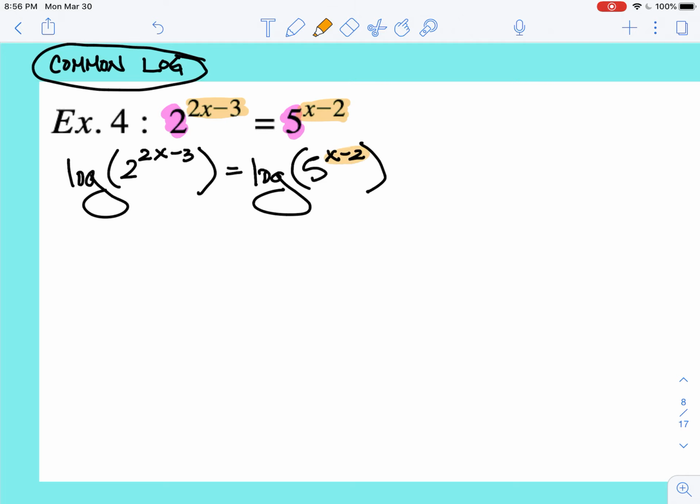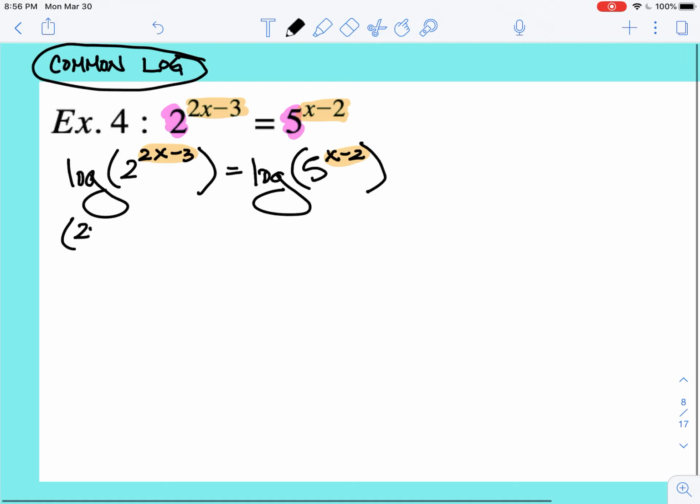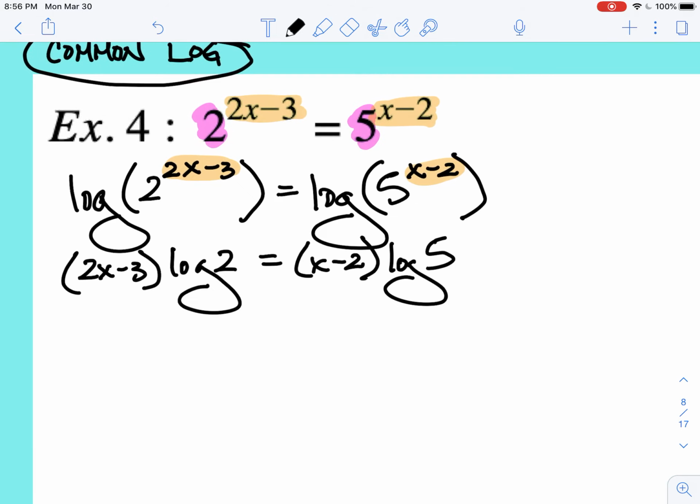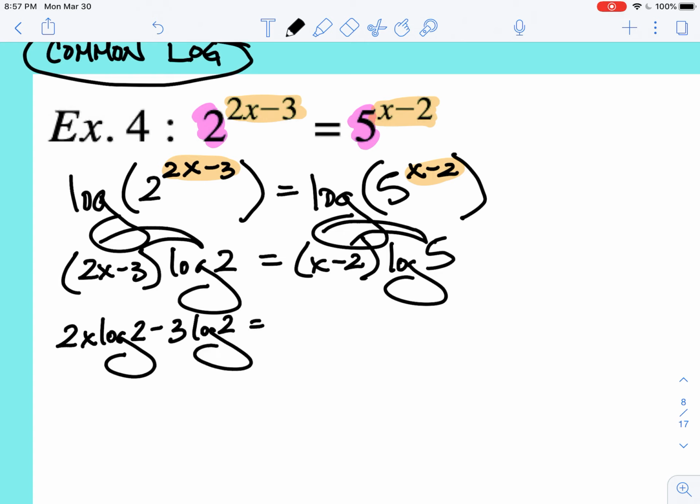Now, just like last time, those things that are in the power, I can bring them down to the front like a coefficient. So here, I'm going to have 2x minus 3 times log 2. And on this side, I'll have x minus 2 times log 5. All right, so like last time, I'm going to go ahead and distribute. I'm going to make things a little messier before it gets better. We've got 2x log 2 minus 3 log 2 equals x log 5 minus 2 log 5.